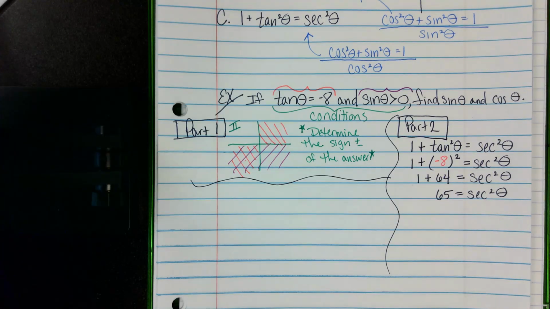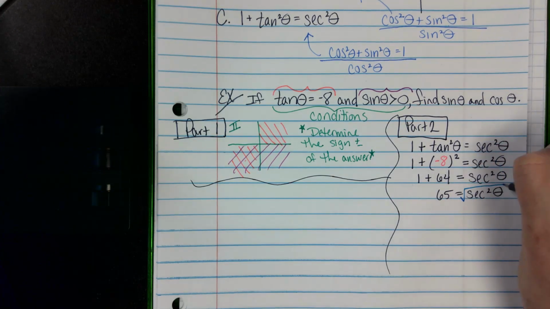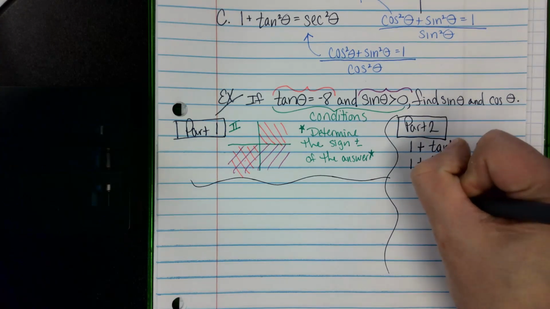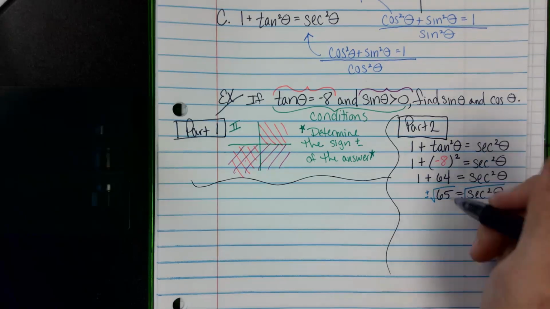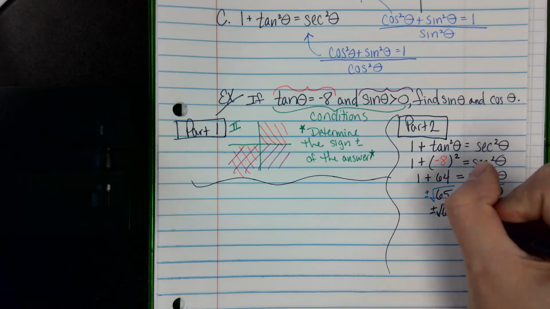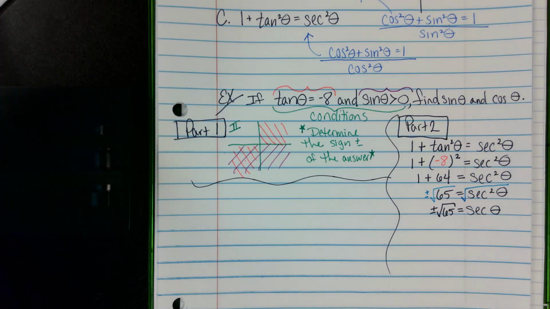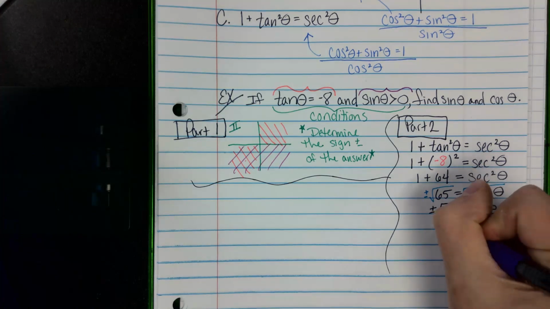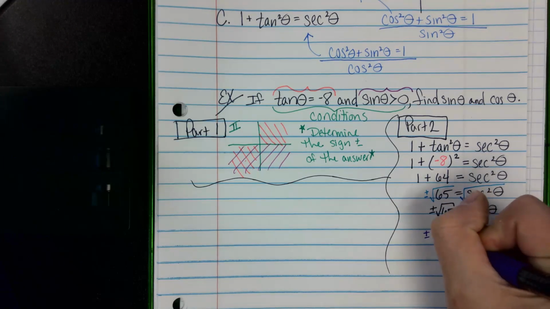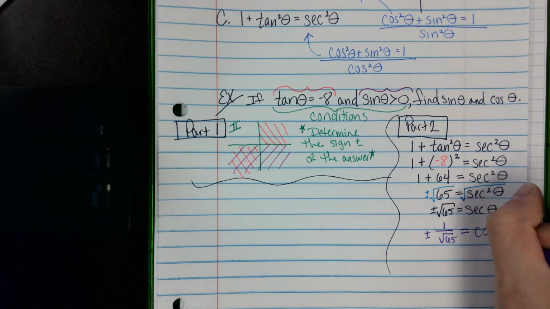All right, so we can't simplify anymore, but if I could get rid of the squared, then secant I could turn into the reciprocal, cosine. So let me get rid of the squared. You do it the same way you would get rid of a squared any other time: by doing a square root. If you take a square root, it's plus or minus. So plus or minus square root 65 is equal to secant theta. And then the reciprocal of secant is cosine. So plus or minus 1 over square root 65 is equal to cosine theta.